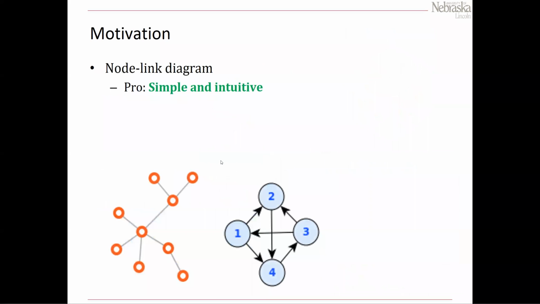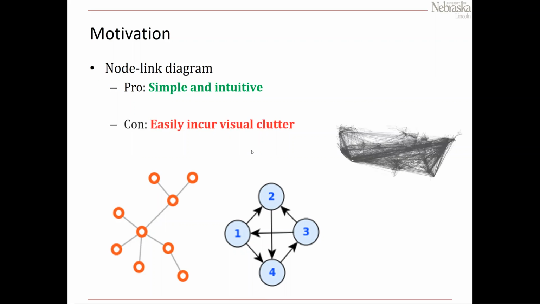One typical way to visualize a graph, as you see in many textbook examples, is a node-link diagram. The visualization is very intuitive and straightforward. Basically, you have a circle or node to represent the vertices of a graph, and then you use an edge to represent the connections or relations of the network. This is very simple and intuitive. But this node-link diagram also has a problem. It can easily generate visual clutter.